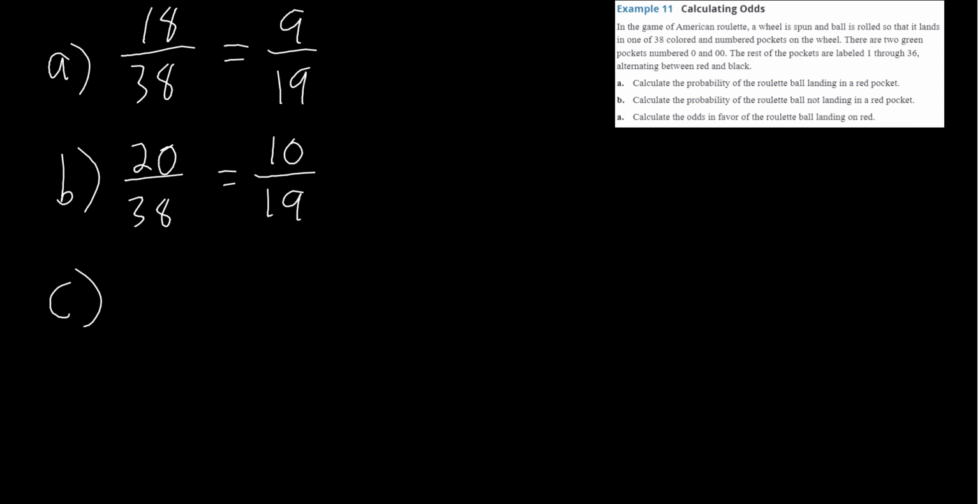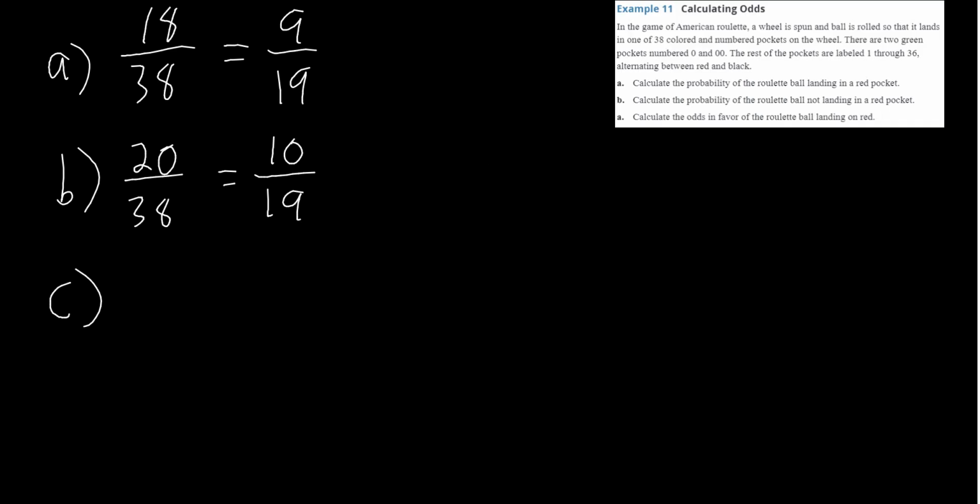Calculate the odds in favor of the roulette ball landing on red. Okay, so what are the odds of it landing on red? Well, the way we do this is we say the probability of it landing on red divided by the probability of it not landing on red, right? Let's go back and look. Calculate the odds in favor of the roulette ball landing on red. We're looking for the in favor. So it's going to be the probability of it landing on red divided by the probability of it not landing on red.